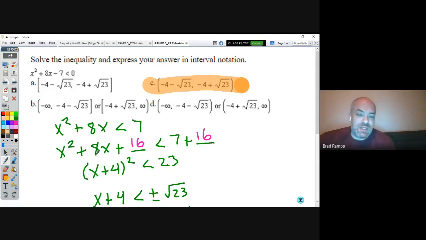To complete the square, you take half of b and square it. So the b value is 8. Half of that is 4. 4 squared is 16. Whatever you do to one side, you have to do to both. So I added 16 to both sides.